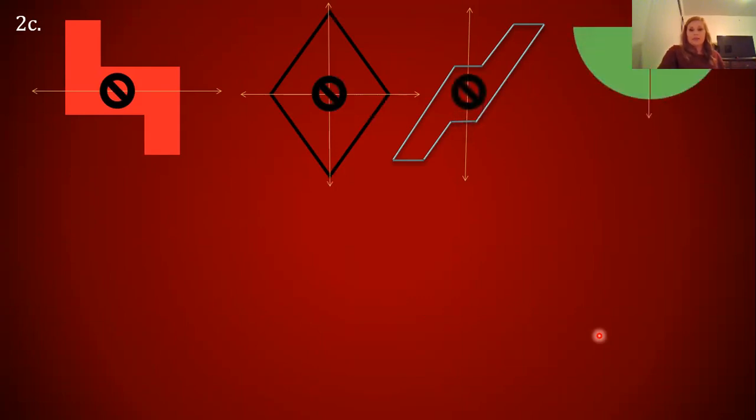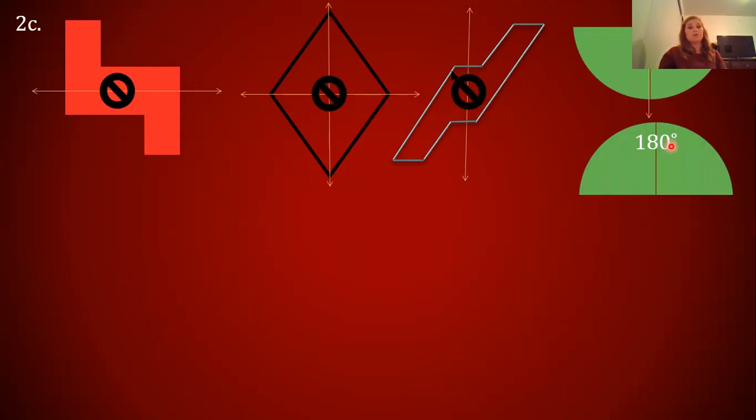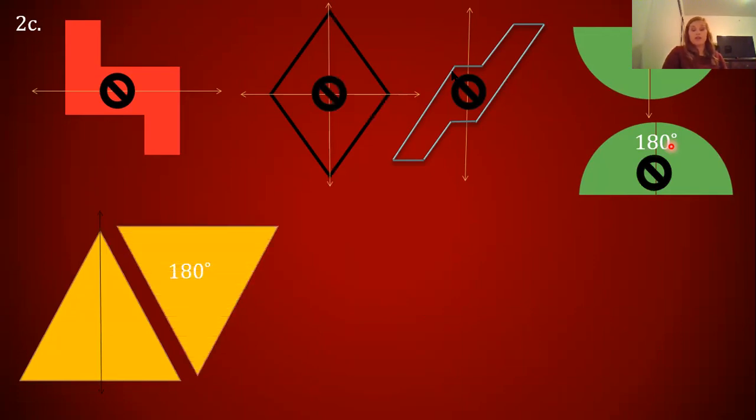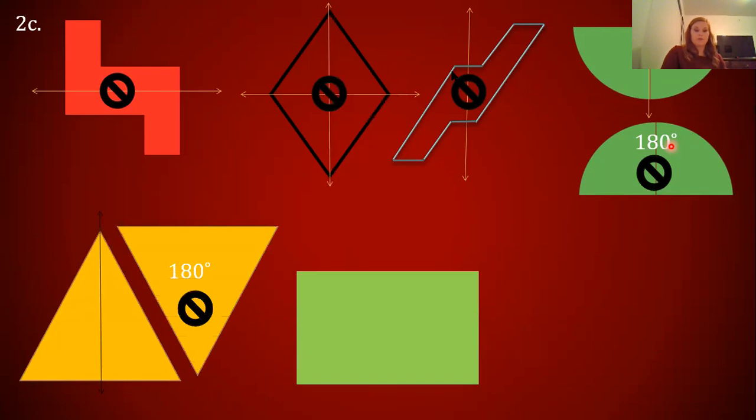Next, we're going to look at a semicircle. For the semicircle, we do have one line of symmetry here. And then if we were to turn it 180 degrees, it would not be the exact same. So it does not have rotational symmetry either. It does not count. Then we're going to look at a triangle. Here's our line of symmetry through the center of the triangle. And then if we were to flip it 180 degrees, does it look the same as it previously did? No. So that is going to disqualify it from this problem.